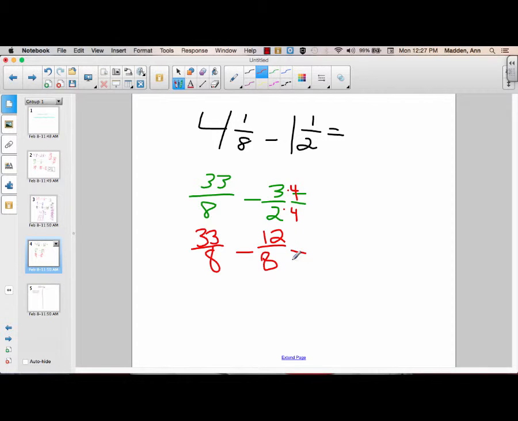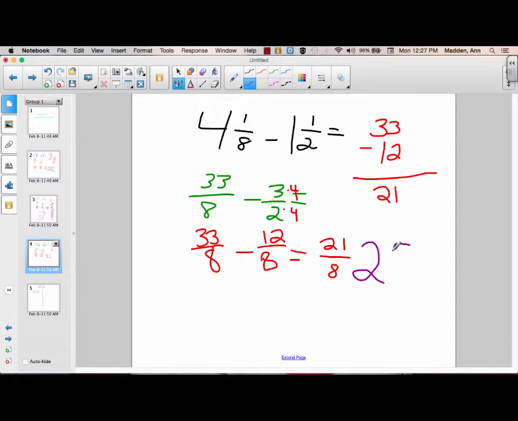Now what I need to do is I need to subtract. 33 minus 12 gives me 21. 21 over 8. Now what do I need to do? Figure out how many 8s are in 21. That's 2, right? And it's at 16. So how many would be left over? 5/8.